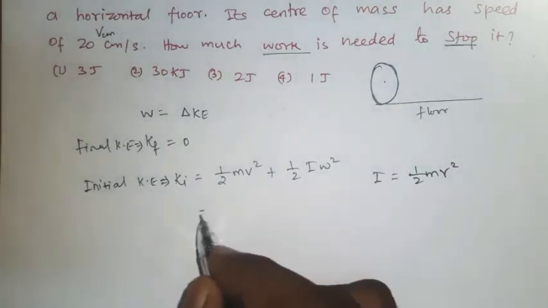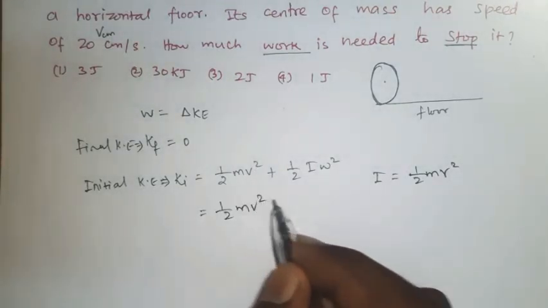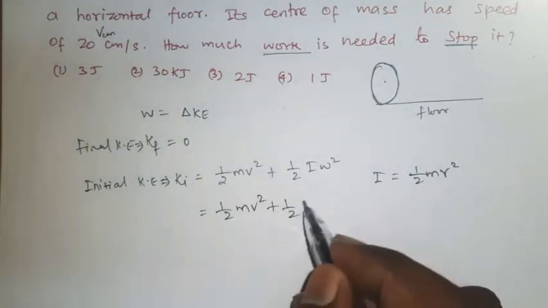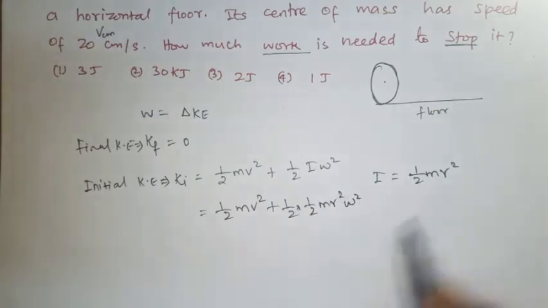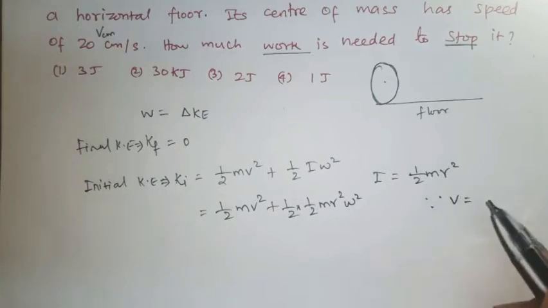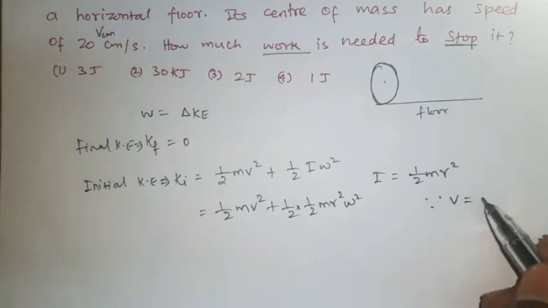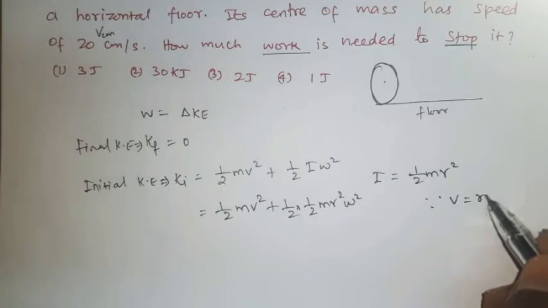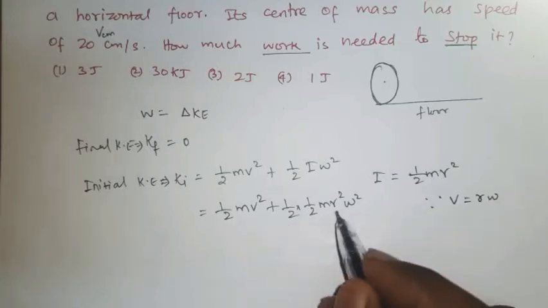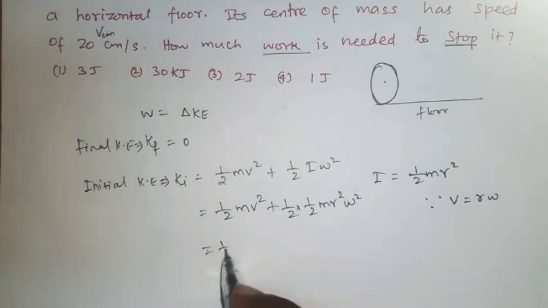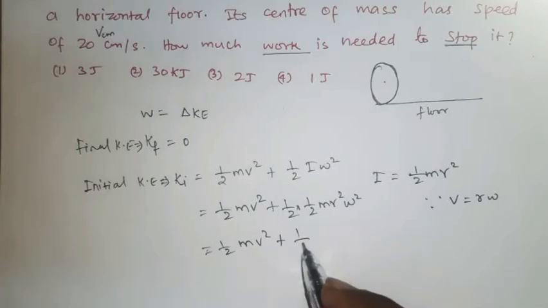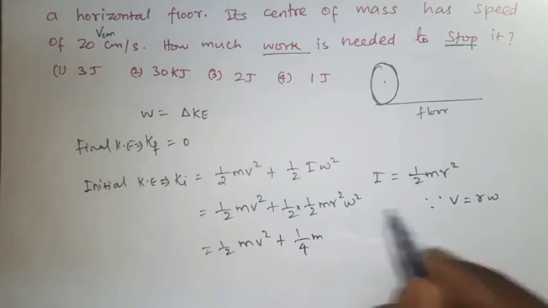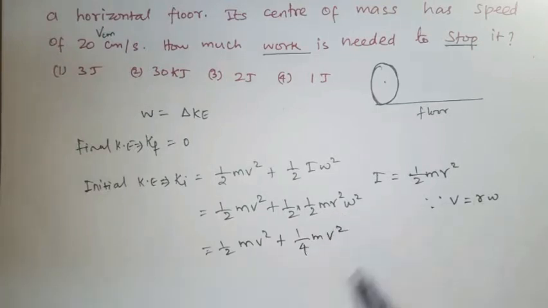Now you can substitute here: 1 by 2 mv square plus 1 by 2 into I, whose value is 1 by 2 mr square, into omega square. We know that the relation between linear velocity and angular velocity is v is equal to r omega. So here r square omega square we are going to write as v square. So 1 by 2 mv square plus 1 into 1, 2 twos are 4, m, this r square omega square you can take as v square.